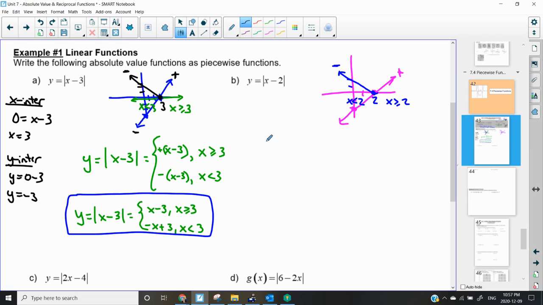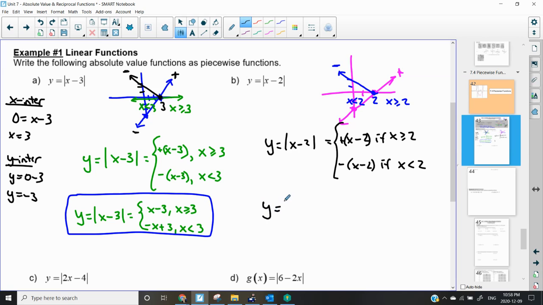So writing our function, we're going to have y equals absolute value x minus 2, such that our function is x minus 2. And again, you can write that positive value in the beginning if x is greater than or equal to 2. And then the function is negative, so negative x minus 2 if x is less than 2. Simplifying that down, we have our absolute value function is equal to x minus 2 such that x is greater than or equal to 2, and negative x plus 2 such that x is less than 2.